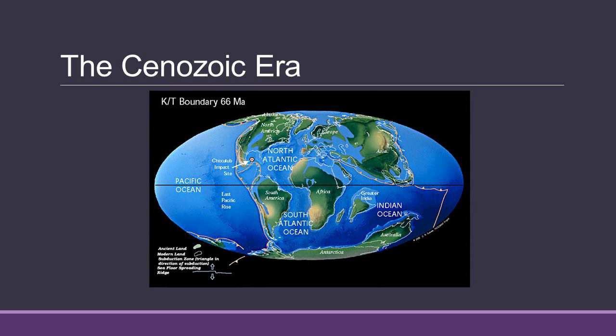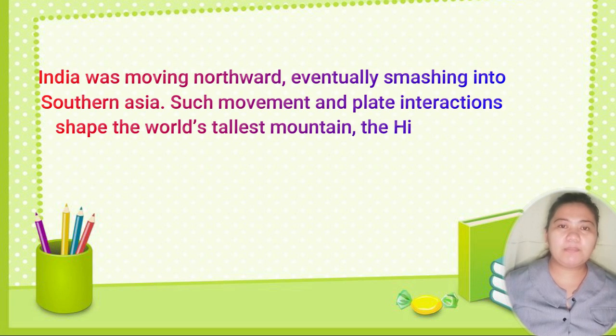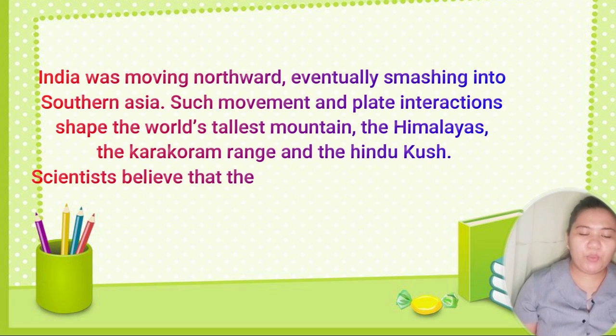Just to have a brief recap, the Tethys Sea was formed from the separation of Pangaea into two, Laurasia and Gondwana. Now, from this movement and separation of different continents, there will likewise be a formation of new bodies of water. Now, India was moving northward, eventually smashing into southern Asia. Such movement and plate interactions shaped the world's tallest mountain.